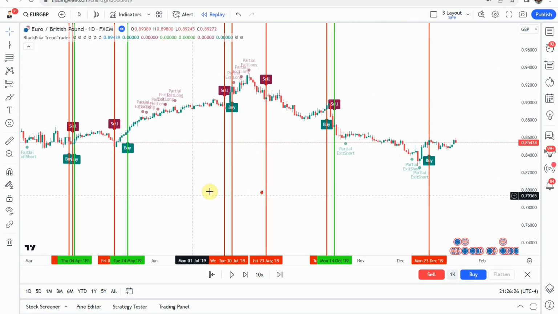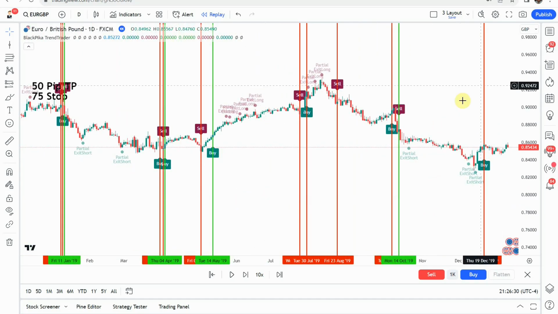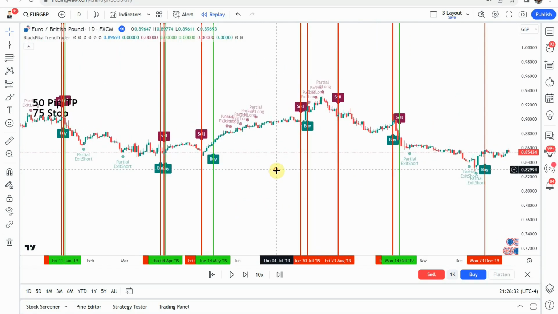Alright, let's go ahead and take a look at our indicator here. Get this scrolled back here, about there. Alright, let's go ahead and count these out and see what we get. So 1, 2, 3, 4, 5, 6, 7, 8, 9, 10, 11, 12, 13, and 14. So we have 14 trades altogether, and we have 1, 2, 3, 4 winning trades.